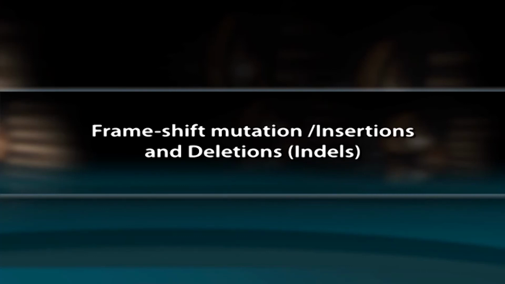Frameshift mutation, or insertions and deletions. Frameshift mutations are the gene mutations which bring about a shift in the reading frame of codons through changes in the number and order of nucleotides or base pairs. They involve the insertion or deletion of one or more nucleotide pairs, collectively called indels.